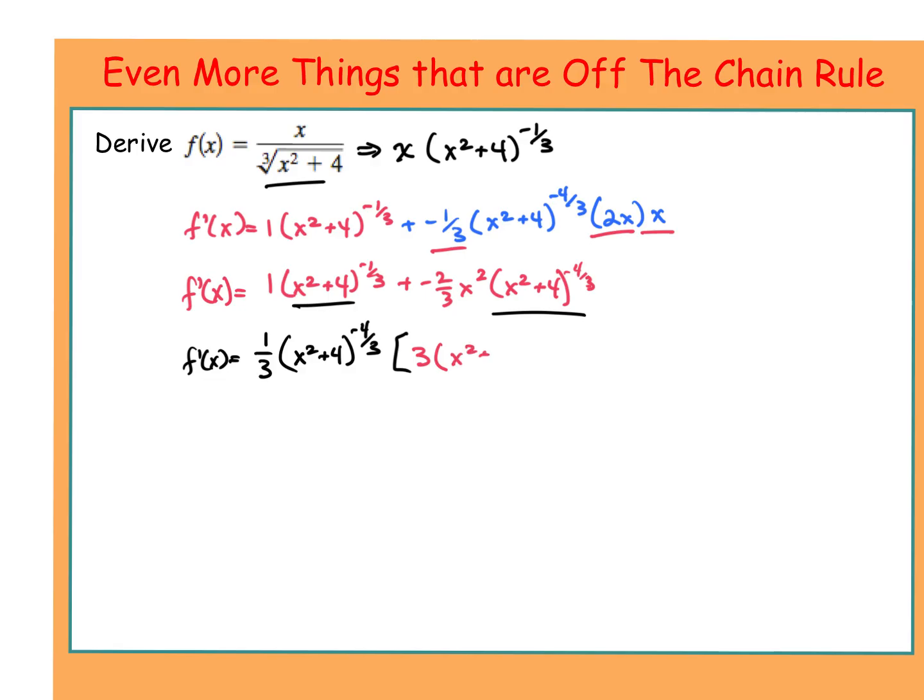An x squared plus 4 to the power of 1. Okay, because I'm taking minus a negative 4/3. So I'm really adding 4/3. So negative 1/3 minus a negative 4/3 is really what? Positive 3/3, aka 1. All right. And so now, what am I left with? I have 1/3. I take it out from negative 2/3. So now I'm left with what?